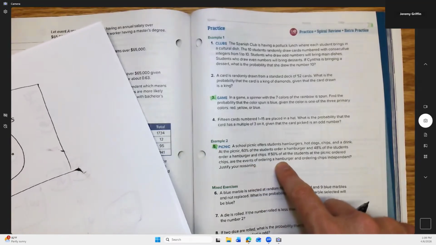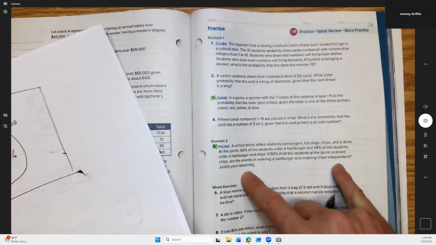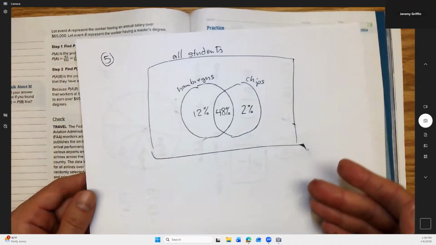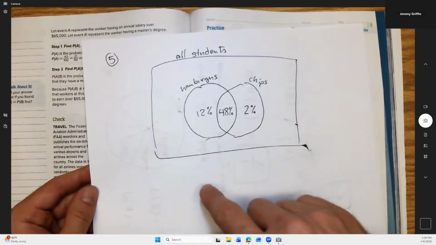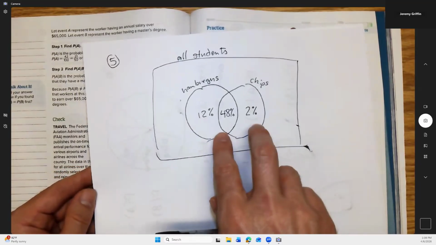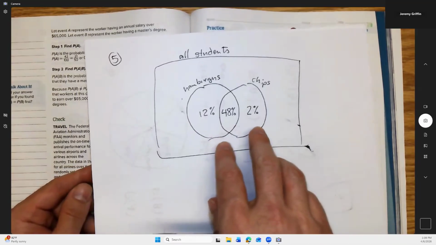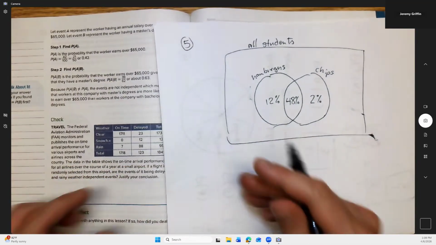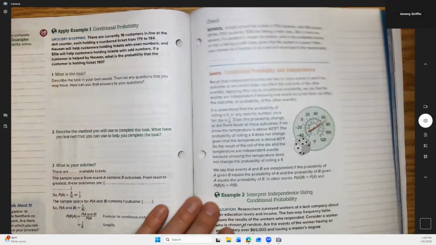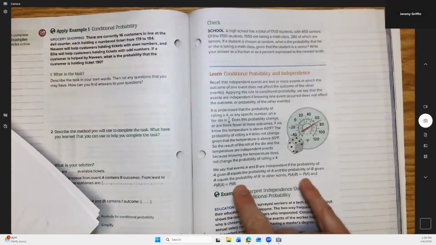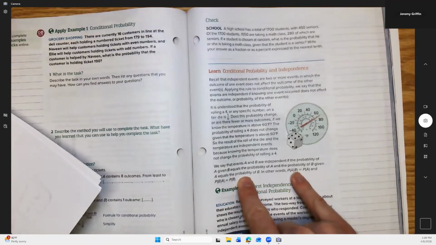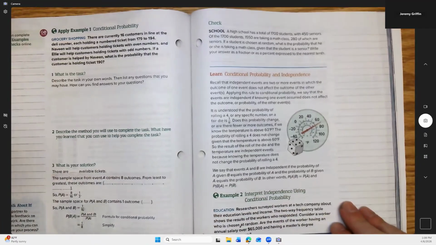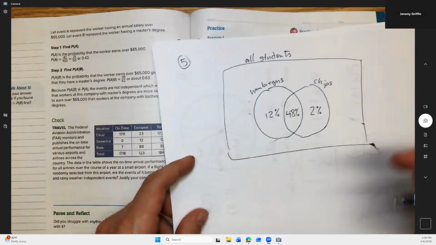Then, are the events of ordering a hamburger and ordering chips independent? Justify your reasoning. Okay, so it's a question about independence. Now, I think the answer is no, because there's a high correlation between ordering one and the other. If you get hamburger or chips, you're very likely to also get the other. But how can we show that mathematically? Well, that's going to go back to this right here. The probability of A given B is the same thing as just the probability of A, and B given A is the same thing as the probability of B. Because if that was the case, they would be independent, and if it's not, then it's not.